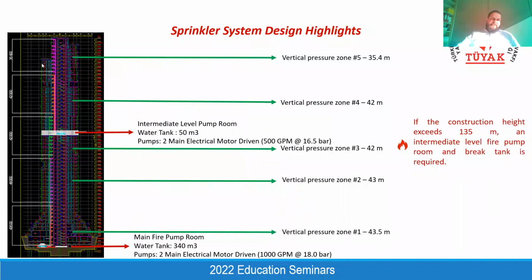For example, this is a project from Uzbekistan. The building is more than 200 meters. That's why after having 3 vertical pressure zones, we provided an intermediate level of pump, and the upper levels are fed by this intermediate level of fire pump.